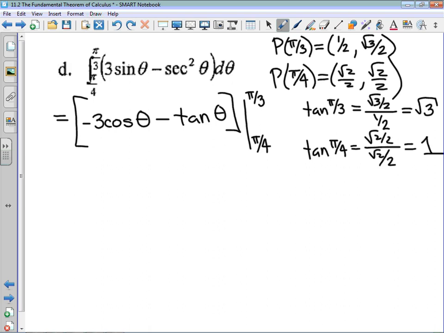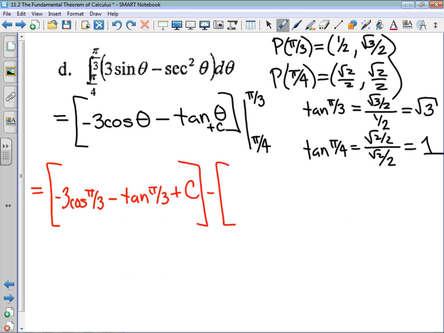All right, now we can do our antiderivative, or I guess evaluate our antiderivative. And what I'm going to have is negative 3 times the cos of pi over 3 minus the tan of pi over 3 plus a constant. It's bad of me to forget that. I talked about how it should be there, and then I forgot it. I'm going to put plus c down there. That expression will be subtracted by negative 3 cos pi over 4 minus the tan of pi over 4 plus that constant. Again, very consistently, we see that this constant will cancel. I'm going to eliminate it right away.